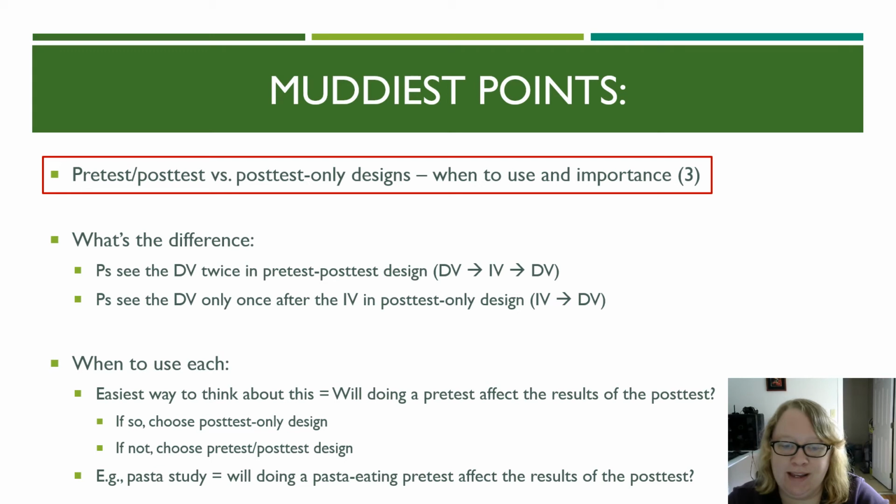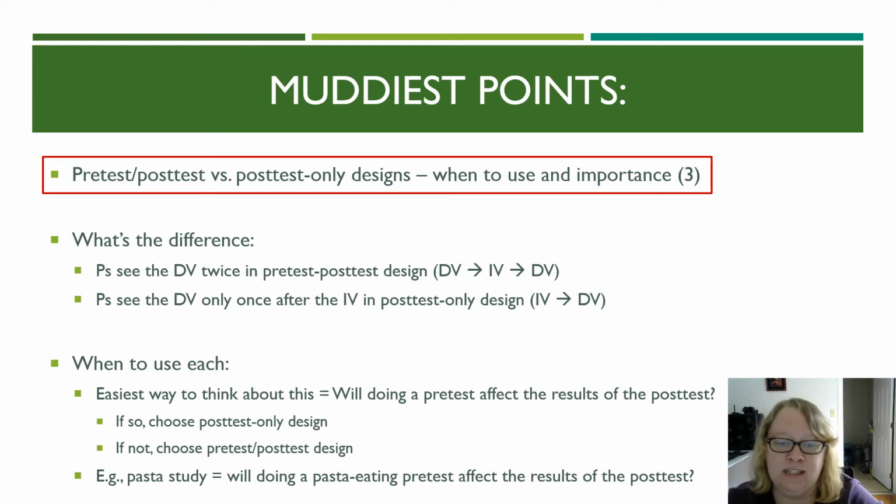So again, the feedback and mood example, you could do either way, and if you could do it either way without problems, might as well do pretest, post-test. But some studies, actually quite a few studies, you really can't do as pretest, post-test. Like again, think about that pasta bowl study. Will doing a pasta eating pretest, that's the DV, right? How much pasta you eat, is that going to affect the results of the post-test?